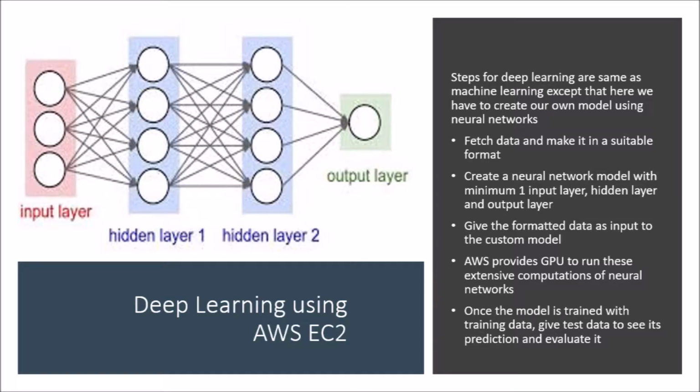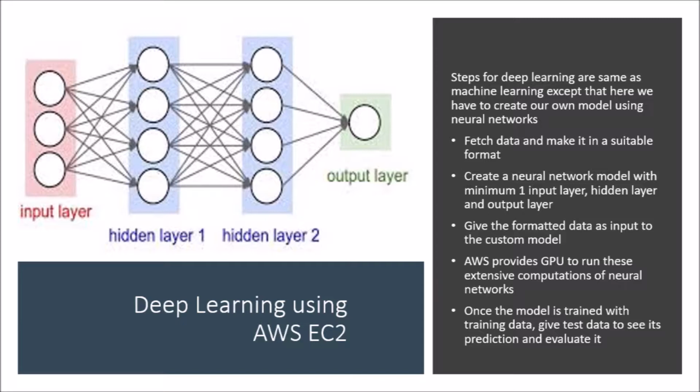Deep learning using AWS EC2. The steps for deep learning are almost the same as machine learning, except that here we have to create our own model using neural networks. First, we fetch the data and make it into a suitable format. Then we create a neural network model.